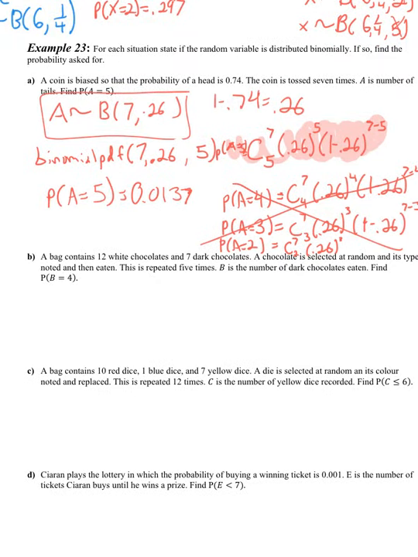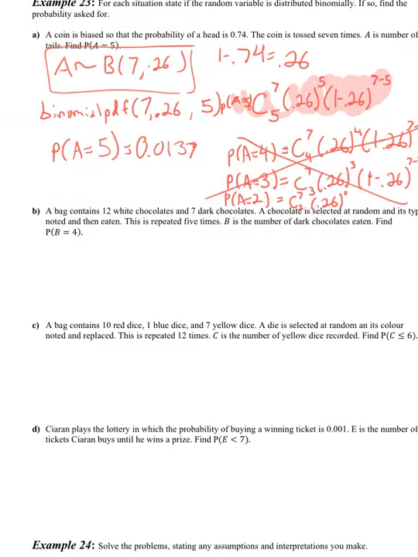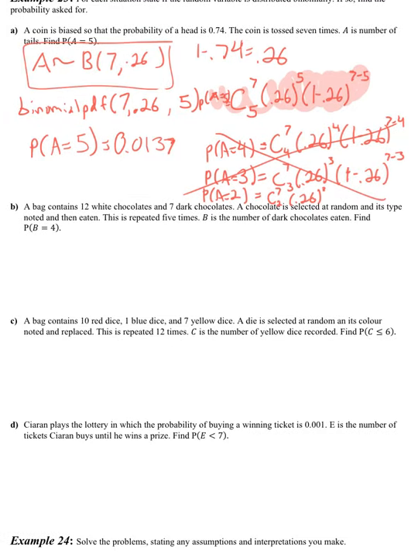Part B. A bag contains 12 white chocolates, 7 dark chocolates. A chocolate is selected at random, and its type is noted and then eaten. So the key here is we are not replacing the chocolate. It's eaten. So this will not work for binomial distribution.